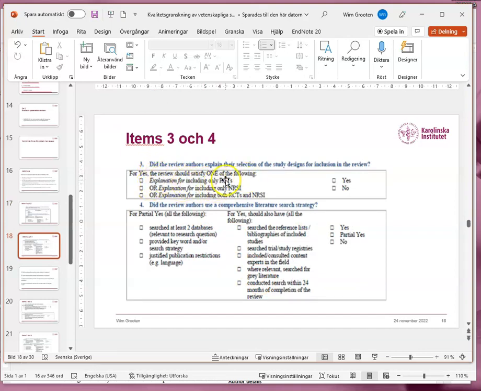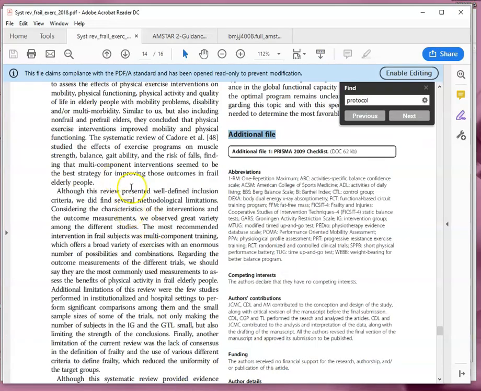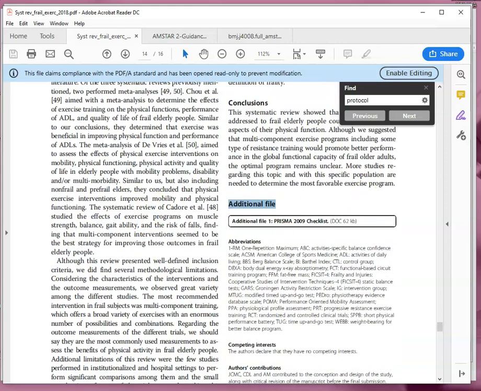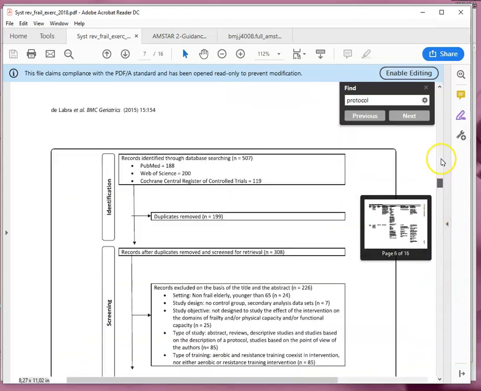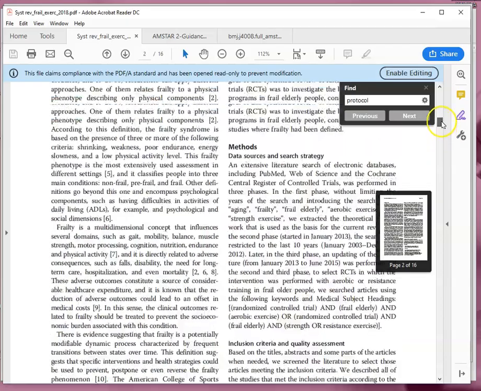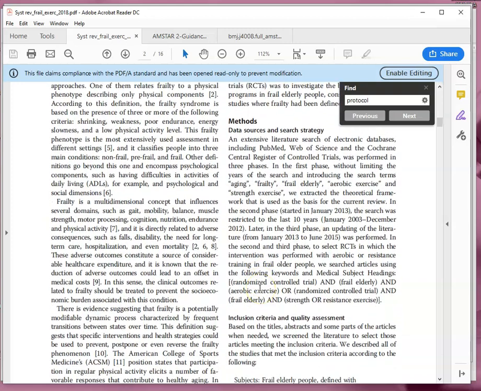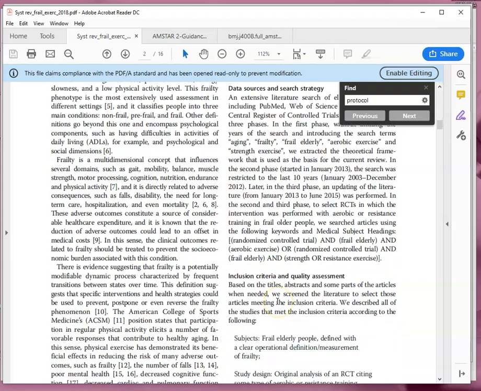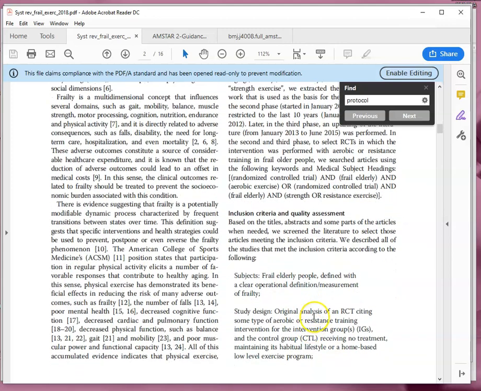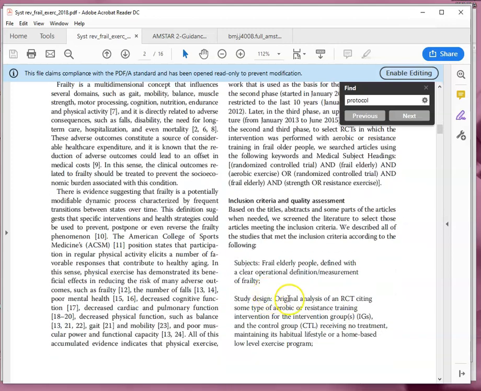Explanation for including only RCTs, explaining for only non-randomized control trials, or explaining both. Okay, then we need to do that. So let's go. And I think we found it in the inclusion criteria. Let's scroll up. The inclusion criteria was here, the study design. Original analysis of an RCT citing some type of intervention, blah, blah, blah, receiving no treatments, maintaining.